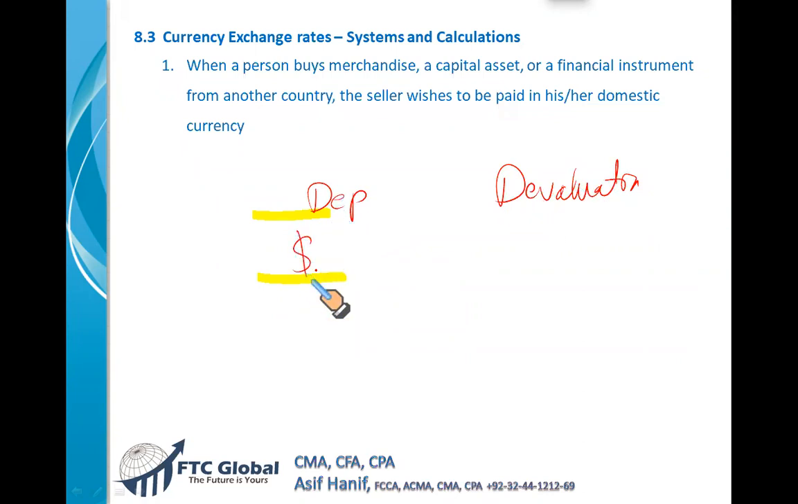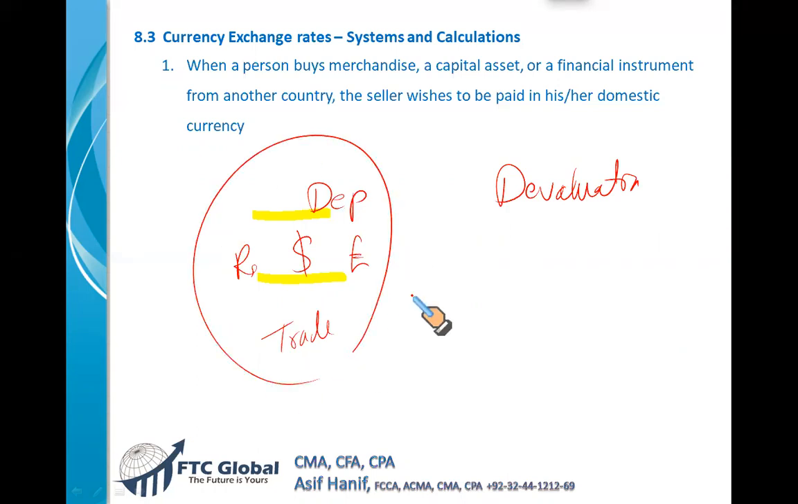Exchange rate appreciation and depreciation take place with reference to economic fundamentals with regard to trade between the countries. It's based upon the economic factors. Depreciation and appreciation is based upon the trade between the countries.